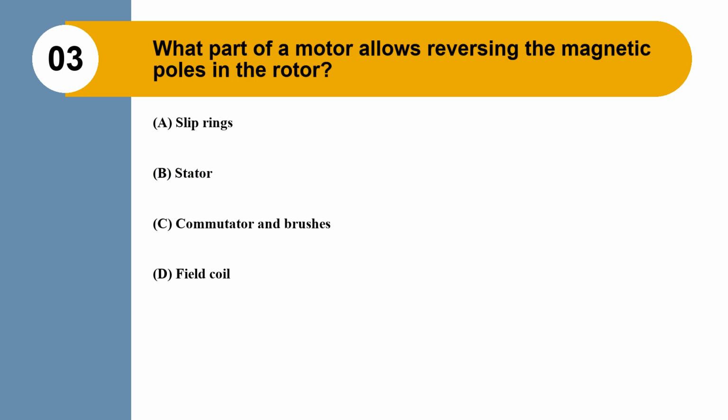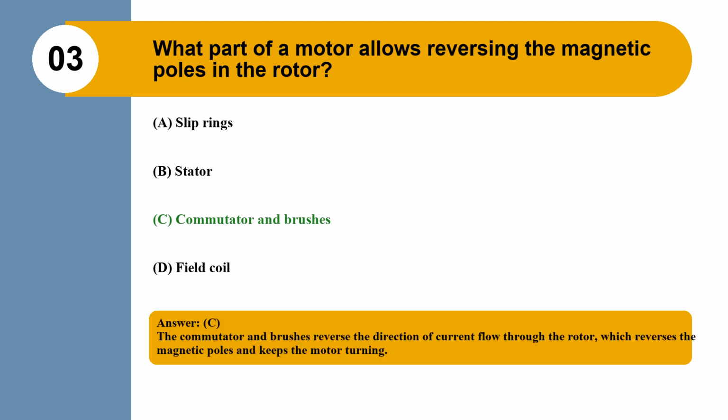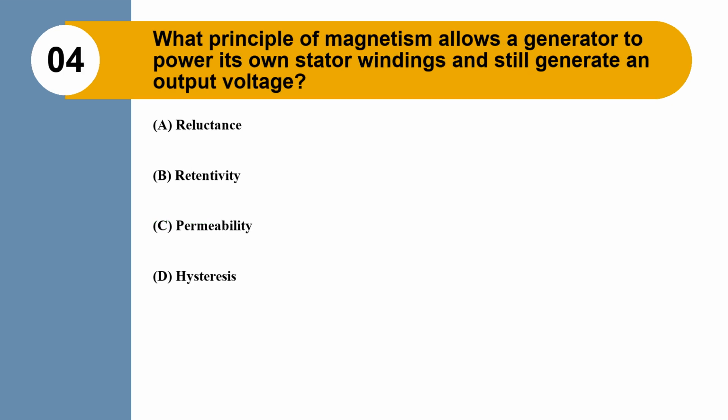Question 3. What part of a motor allows reversing the magnetic poles in the rotor? Option A, slip rings. Option B, stator. Option C, commutator and brushes. Option D, field coil. The correct answer is option C, commutator and brushes. The commutator and brushes reverse the direction of current flow through the rotor, which reverses the magnetic poles and keeps the motor turning.